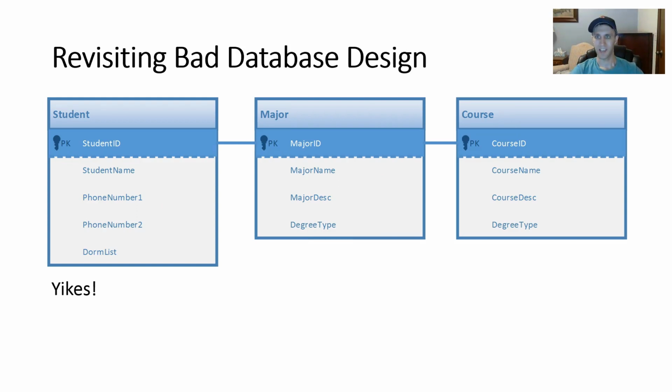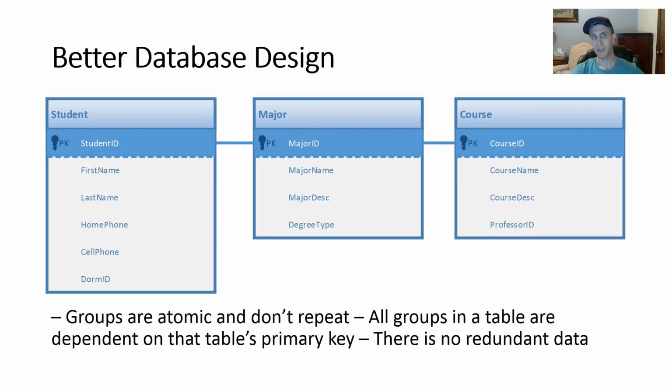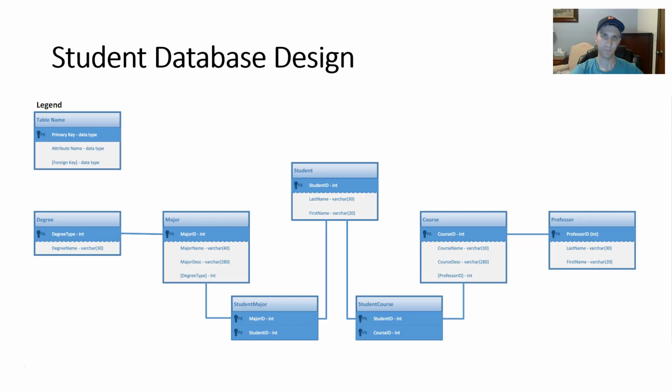Here's a look back at the bad design that we originally had: the non-atomic names, the multiple groups, the redundant data, the non-dependent group. And here we have the better database design. The groups are atomic and they don't repeat. All groups in the table are dependent on that table's primary key, and there is no redundant data. Look how much nicer that looks.